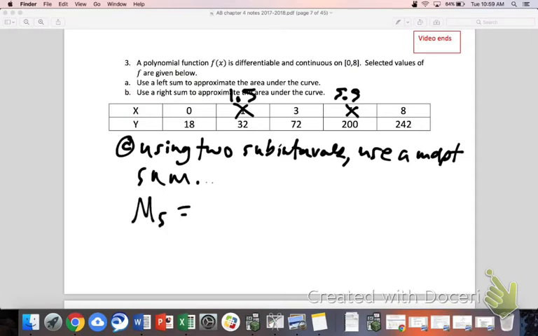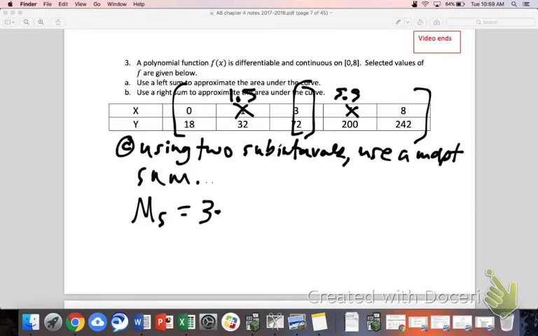Midpoint sum, what would be the base length? There's only 2 intervals, right? There's the one that goes from here to here, and the one that goes from here to here. So in that first interval, what is the full base length? 3. Yep, 0 to 3. But then of the 3 heights that I have a choice to use, the 18, the 32, or the 72, which one do I use? 32. The 32, because it's the height that goes with the midpoint.